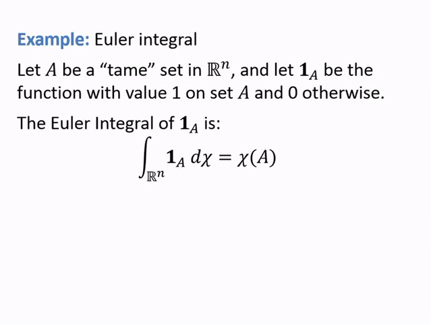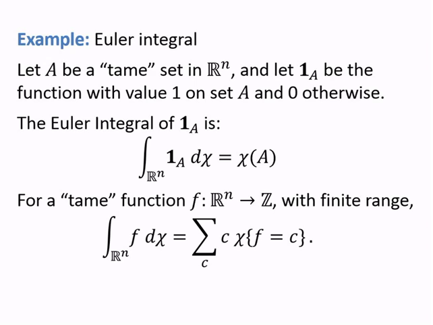I can proceed by looking at functions on Rn that have finite, say, integer valued range. I mean finite range, not just bounded. There are finitely many elements in the range. Any function like this can be written as a sum of indicator functions on sets, and I can express the Euler integral in this way. I sum over all integers C in the range. I multiply the value by the Euler characteristic of the set on which the function takes that value.